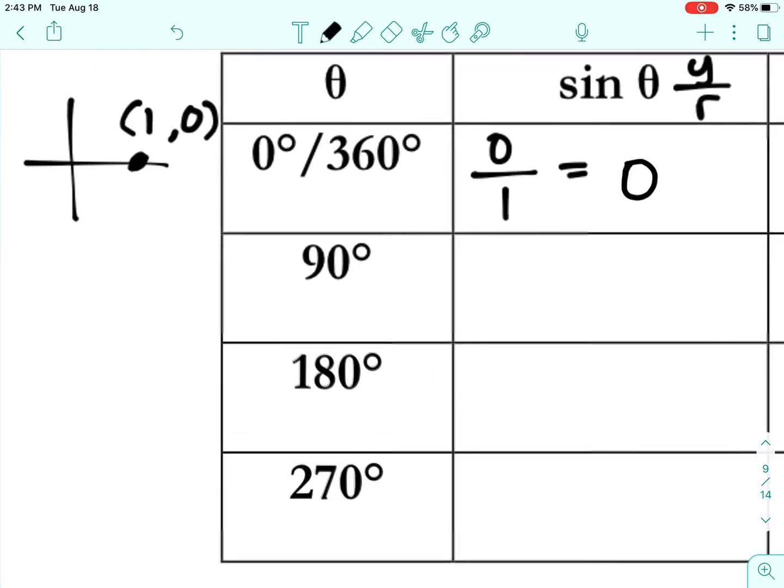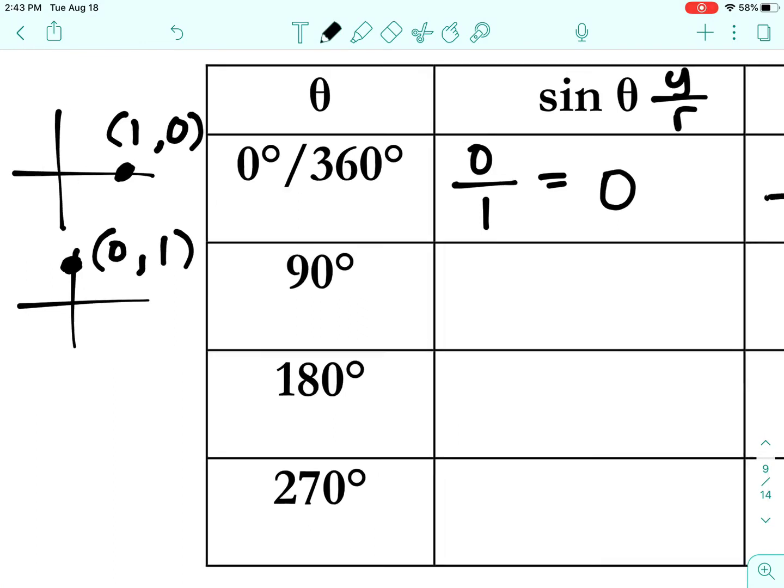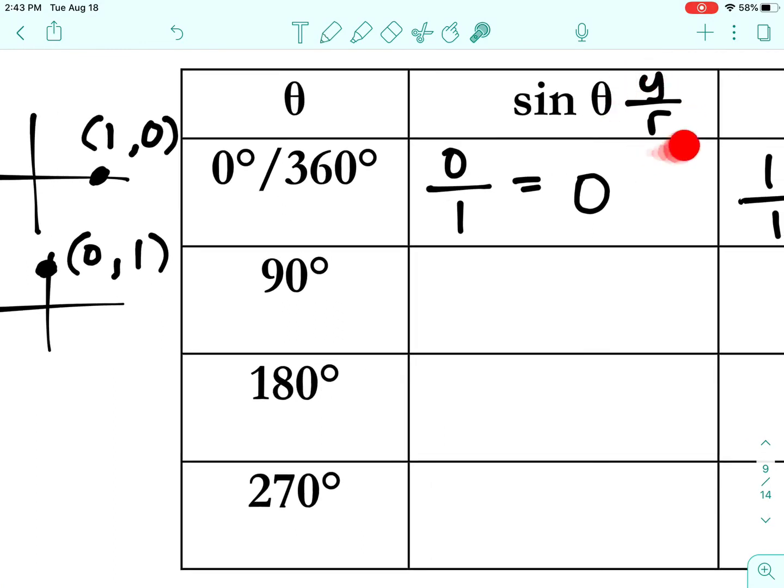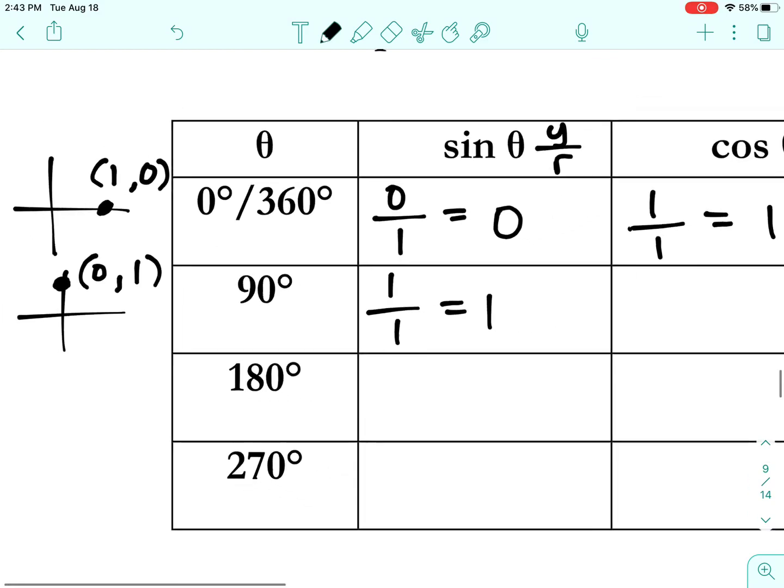Let's talk about 90 degrees. So the next row, 90 degrees, is right here. We rotated from 0 to 90 degrees. Do you remember what that ordered pair is? I believe we went left and right 0 and up 1 unit. Again, we're talking unit circle stuff. So again, let's do the sine, which is y over r, of this ordered pair. In this case, the y value is 1. The r is 1. That gives us 1.